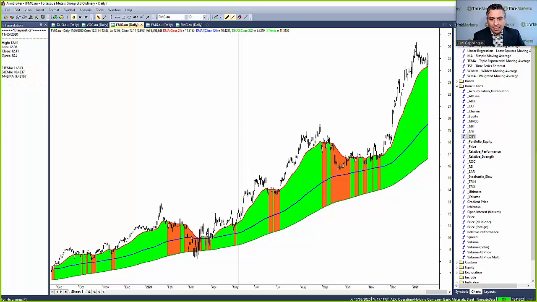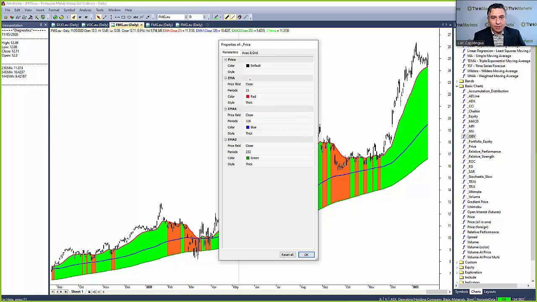So what we can see here, if I go right-click parameters, you can see what I've put on. I've put on an exponential moving average 21. I've made that a red line. I've put on a moving average 126. I've made that a blue line. And I've put on a moving average 252. I've made that a green line. Now, why these particular moving averages? What is the significance of 21, 126, and 252?